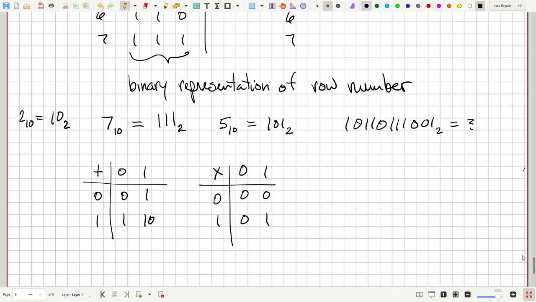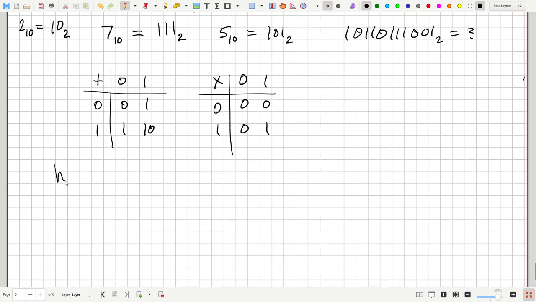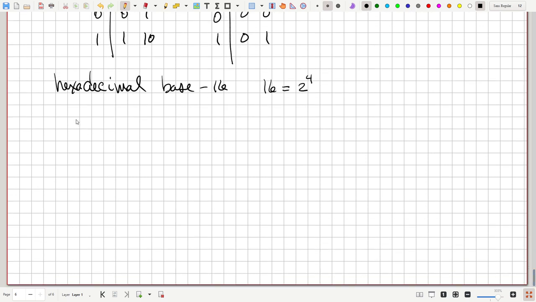So a very common system to use is the hexadecimal system, which is base 16. And 16 is 2 to the 4th, because 2 squared is 4, and 4 times 4 is 16. Okay, so in the hex system, we'll have the hexadecimal number, the corresponding decimal number, and the binary number. So we'll have the digits.